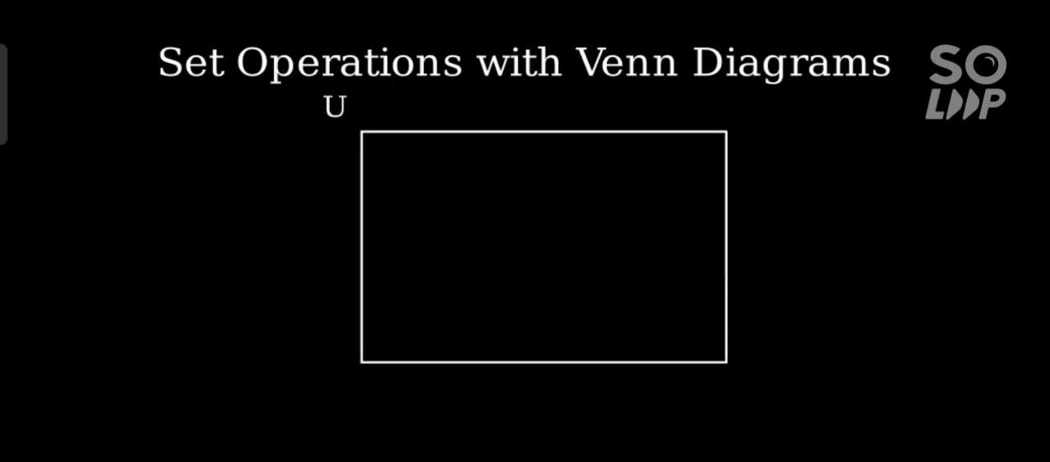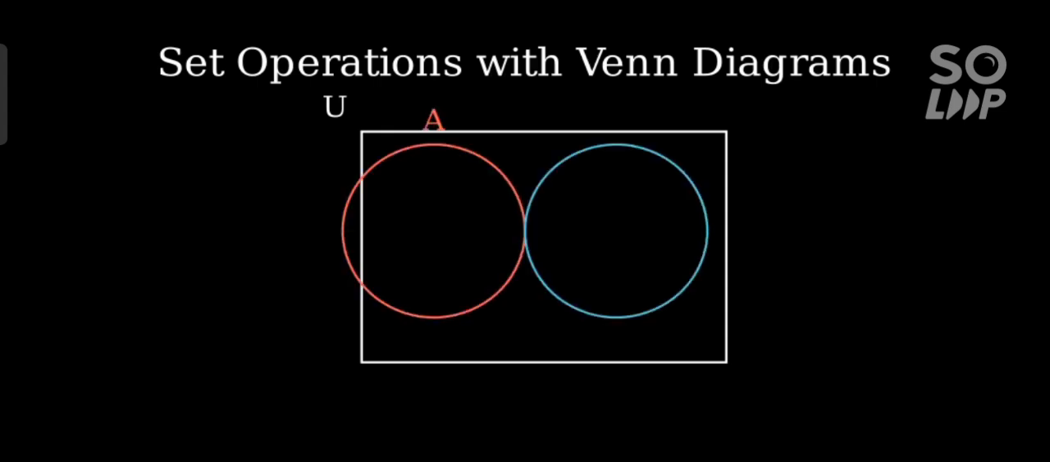Welcome! Today we'll learn about set operations using Venn diagrams. We'll cover union, intersection, complement, and difference operations between sets. Let's start by drawing our universal set U, which contains all elements we're considering. Within this, we'll have set A and set B.